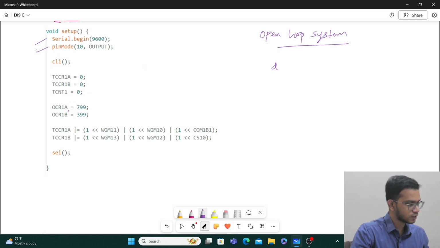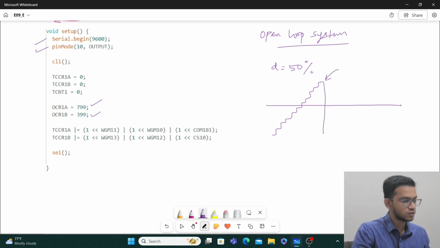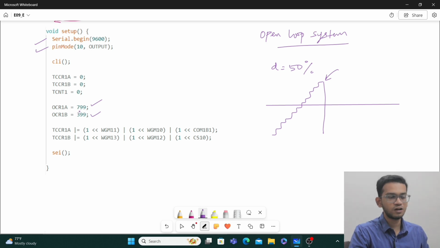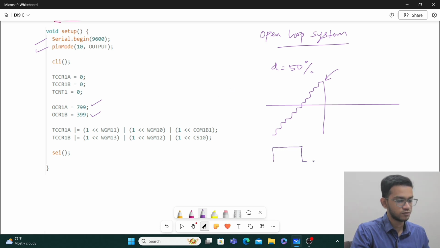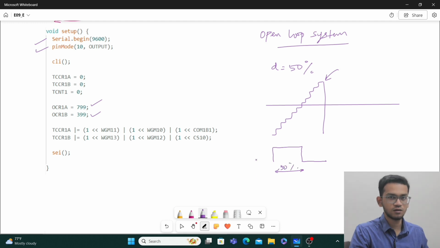I will make sure that if I wish to have a duty ratio of 50%, this OCR1A will determine up to what value the sawtooth should count. This OCR1B will determine the duty ratio. So I will simply put 0.5 times 800 here. So the moment it reaches 399, the PWM will go off. So this is a perfect 50% on period PWM. This is how you get it. This is the syntax for Arduino code. You can just have a look at it.